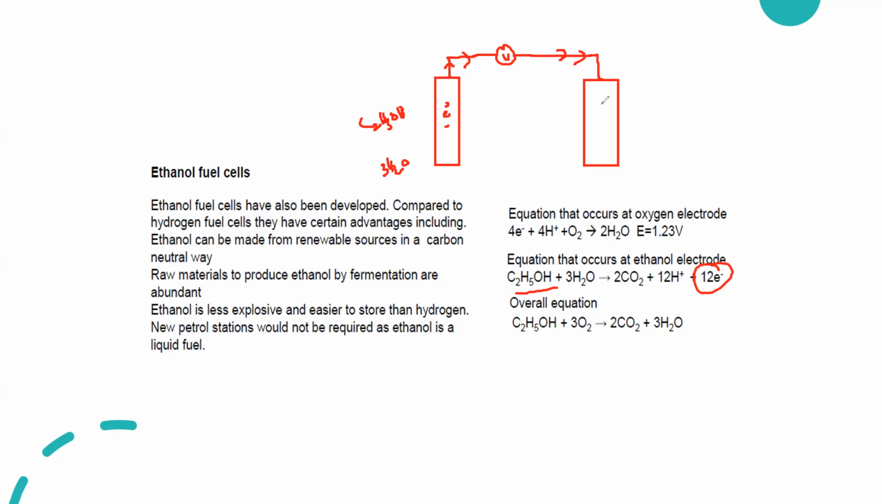When these electrons travel, they arrive at the oxygen side, and the protons will combine with the oxygen and electrons, and as a result it will produce water. So the ethanol fuel cell gives carbon dioxide and water as products. Now, in terms of movement of electrons, where the electrons are leaving is called the negative terminal, and the other one is called the positive terminal.